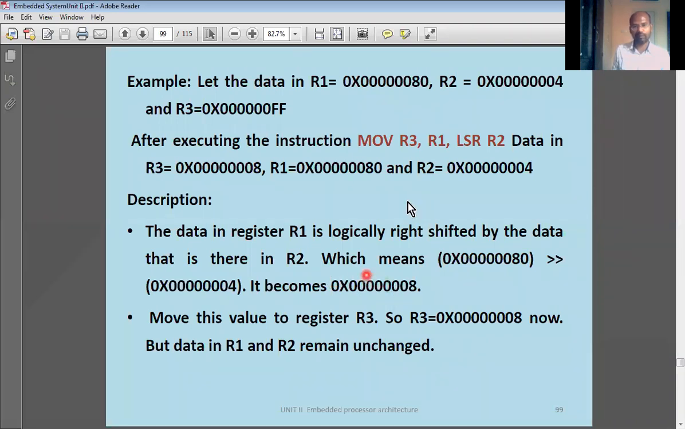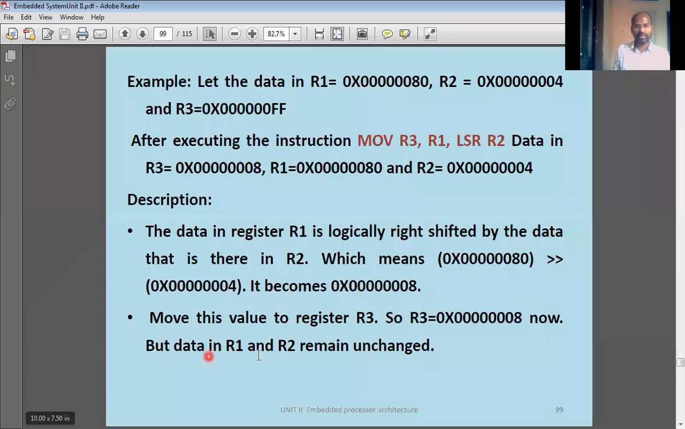So that will be moved to R3. The previous contents will be erased, and the new contents will be stored in R3. So we move this value to register R3. R3 becomes this much now. Previously it was this. After executing this instruction, it has become this.